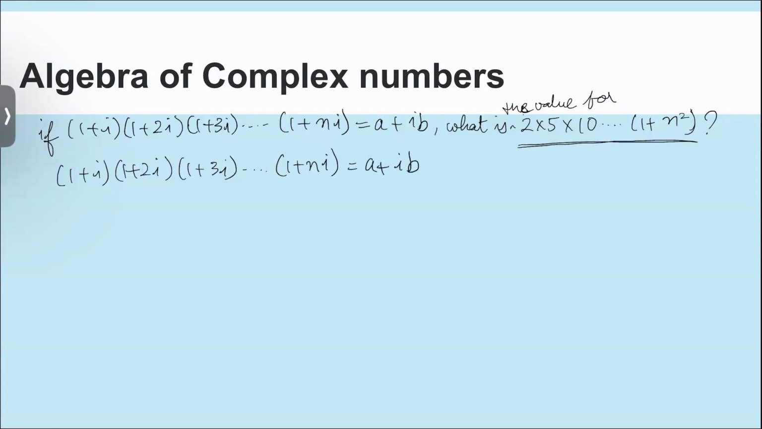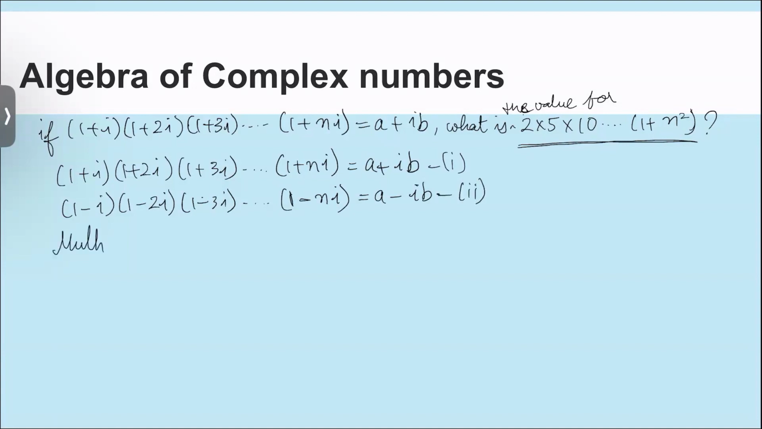Suppose we change these signs all across. This is your equation 1. We change the sign on both sides of the equal to sign. So what we get is (1 minus i)(1 minus 2i)(1 minus 3i) up to (1 minus ni), which will be equal to A minus iB. We consider this as our second equation.